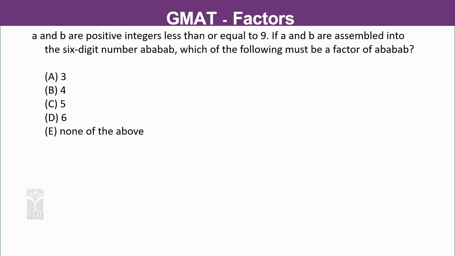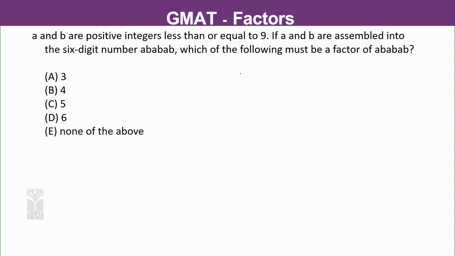Let's begin. Let's look at the first question now. A and B are positive integers less than or equal to 9. If A and B are assembled into a 6-digit number ABABAB, which of the following must be a factor of ABABAB?